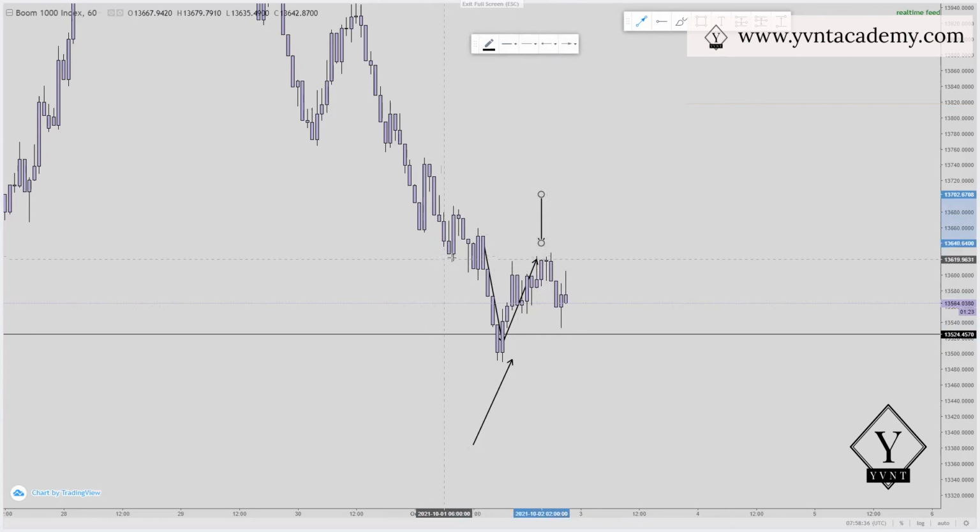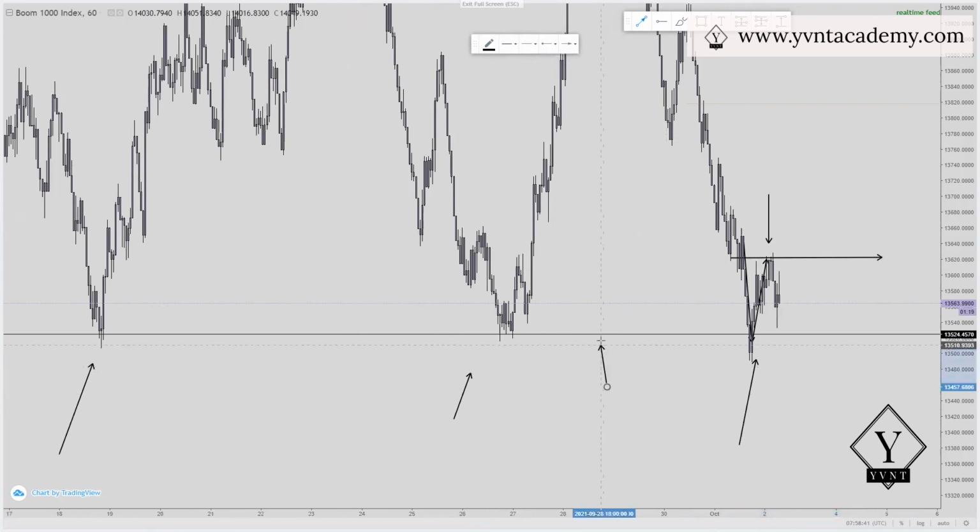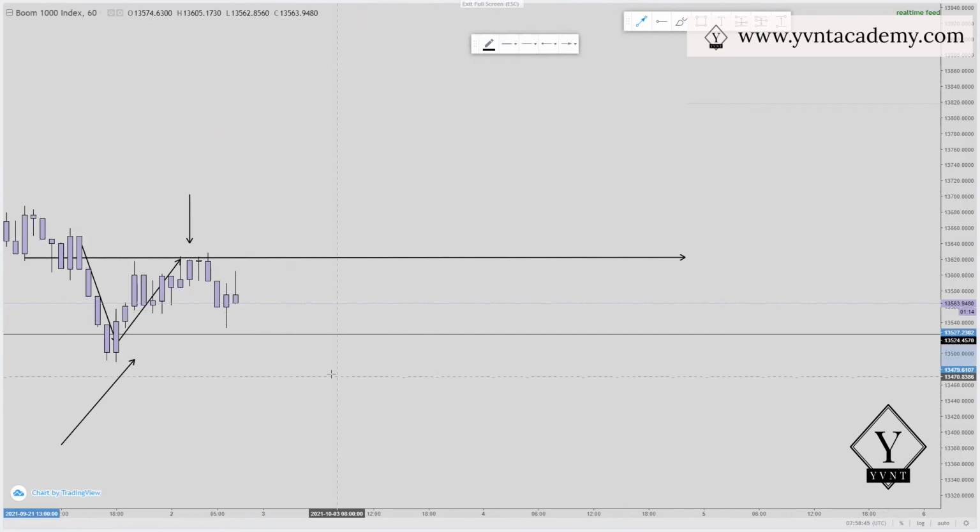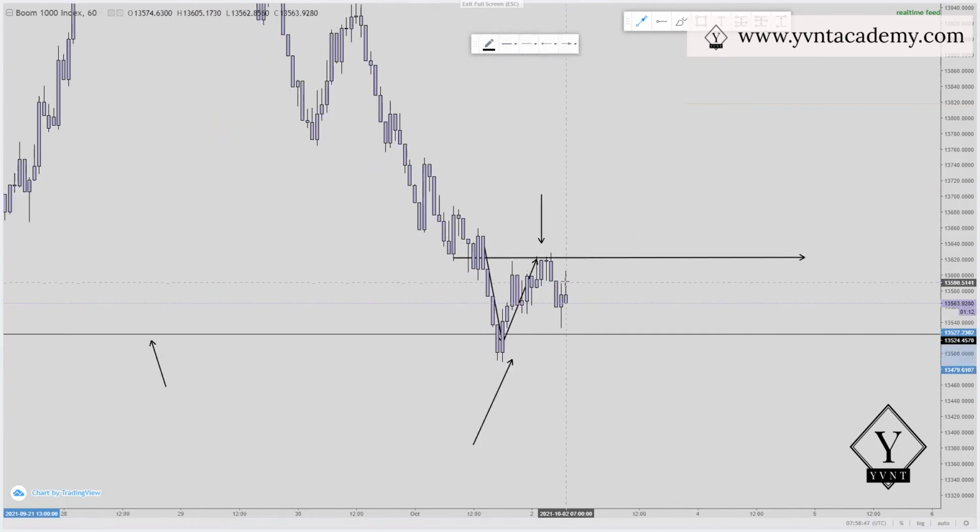What is this telling us? Don't sell where price is currently at, because we have this support here that's holding, right? Don't sell where price is currently at. Rather wait for price to break out, come back, and then start looking for buys, right?